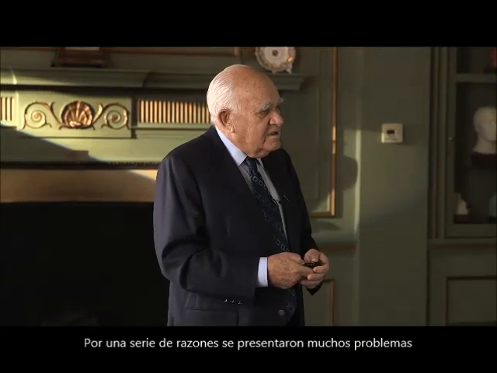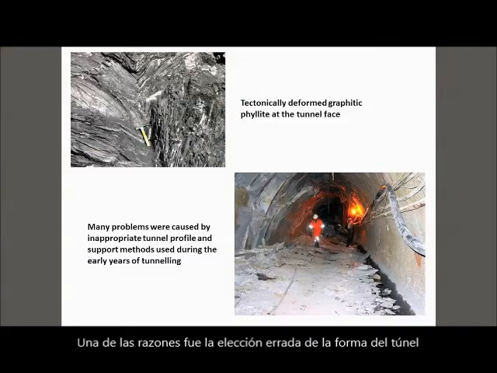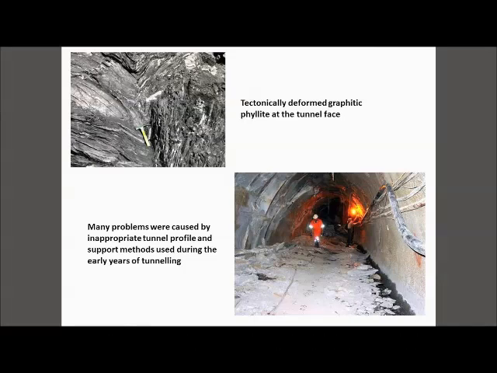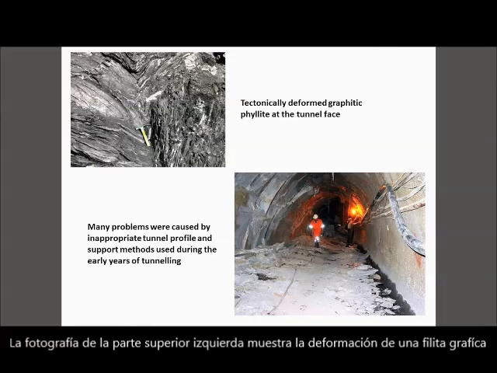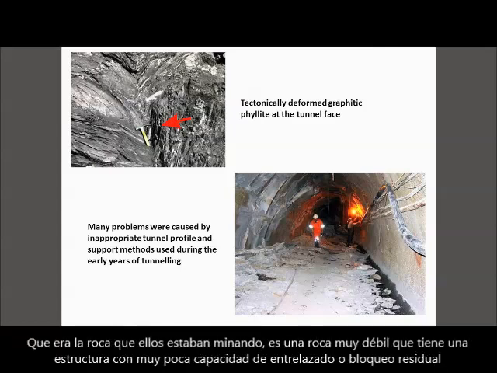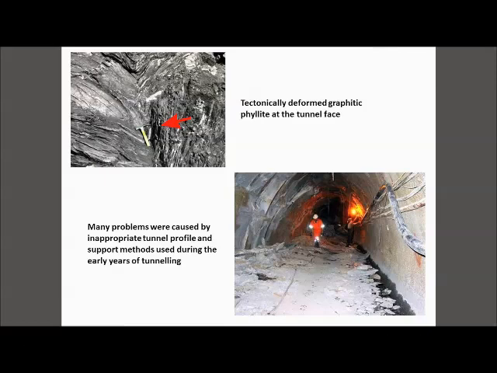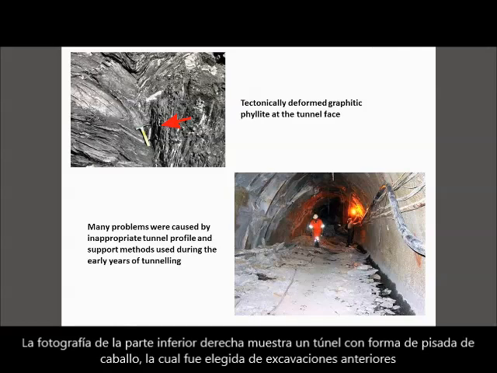For a variety of reasons, there were problems, one of which was the selection of inappropriate tunnel shapes. The upper left photograph shows the deformed graphitic phyllite, which is the rock they were mining through, very weak and with very little residual interlocking structure. And the lower right is a photograph of a horseshoe-shaped tunnel that was chosen for some of the early excavations.